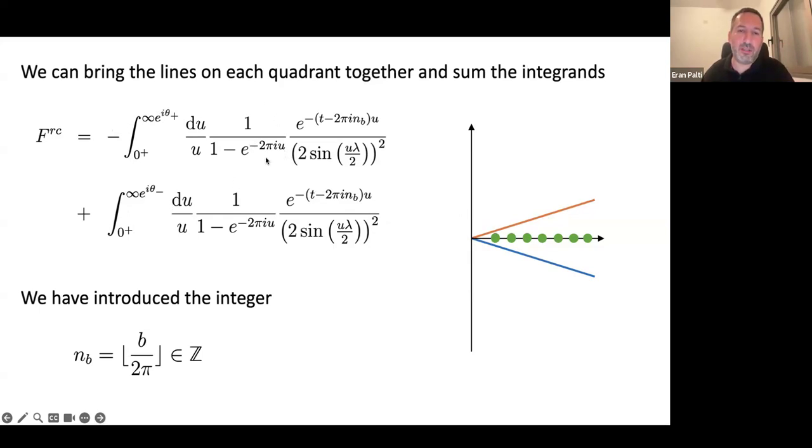And then when you do the summation, it's not so hard to do. You just get a geometric series. So you get a 1 over 1 minus x here. So you get the 1, this is what you get from the summation, and then this is what we had before. But you get two contributions, one along this line and one along this line, and there's a minus sign between them. And we've introduced this NB, which is the following integer. It's the biggest integer that's inside b over 2 pi, like this. So this is what you get now when you bring the sum inside.